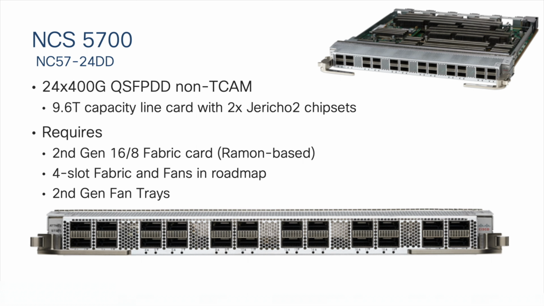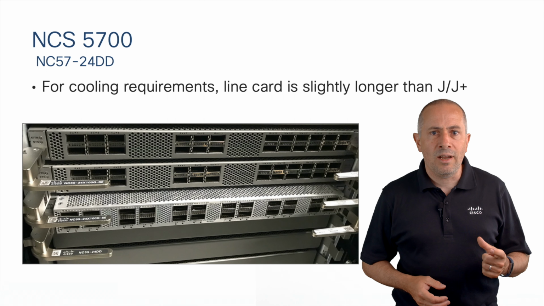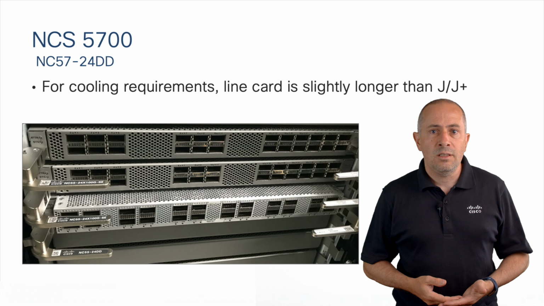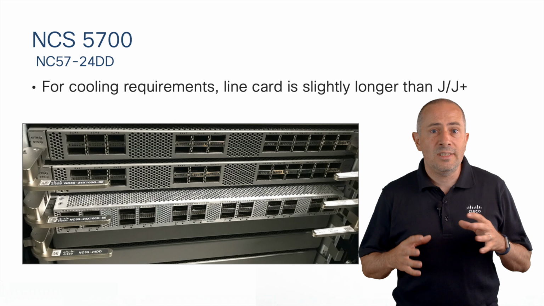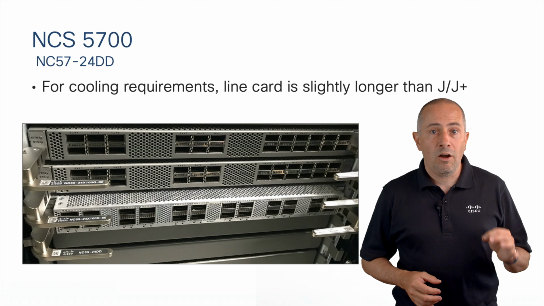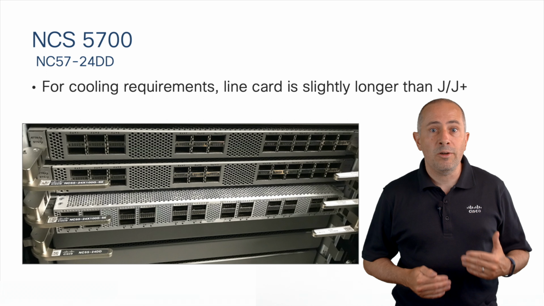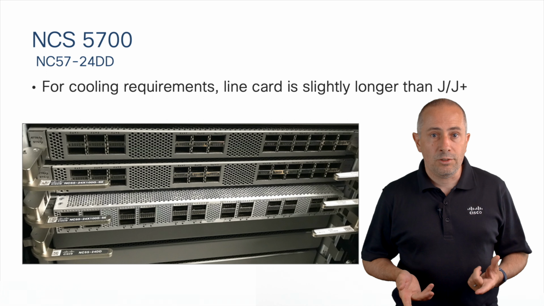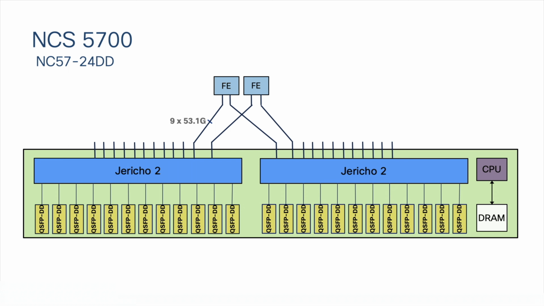These first line cards offer 24 ports QSFP DD, all of them 400 gig capable, for a total of 9.6 terabit per second. They are slightly longer than the Jericho line cards, but it was already the case for the coherent, and with the same motivation. The cooling of these optics is challenging and it will require specific adaptation of the form factor. Internally, the 24DD is made of 2 Jericho 2s, each one servicing 12 ports 400 gig. This line card is not equipped with external eTCAM.